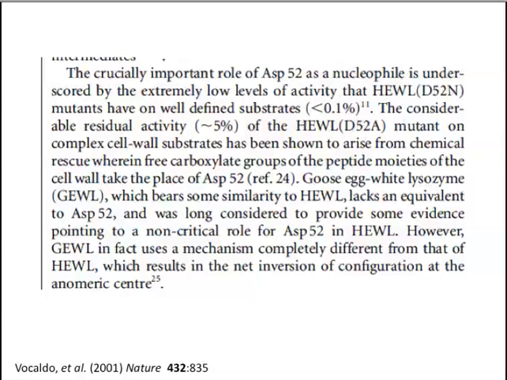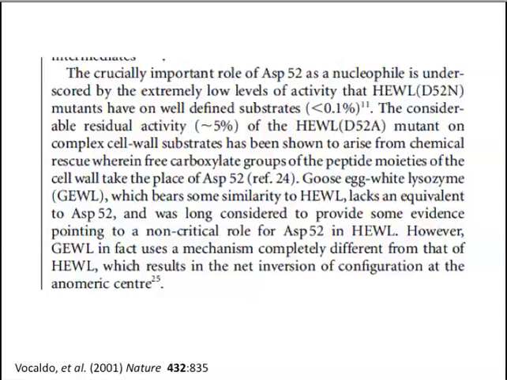The considerable residual activity of hen egg white lysozyme D52A mutant on complex cell wall substrates has been shown to arise from chemical rescue, wherein free carboxylate groups of the peptide moieties of the cell wall take the place of Asp52. Goose egg white lysozyme, GEWL, which bears some similarity to hen egg white lysozyme, lacks an equivalent to Asp52 and was long considered to provide blah blah blah.